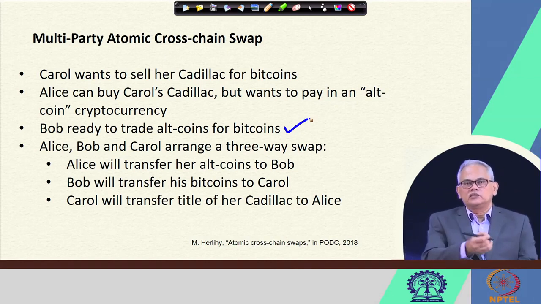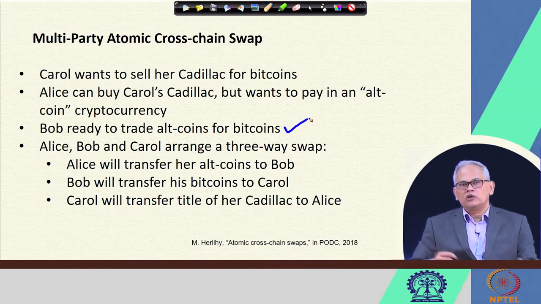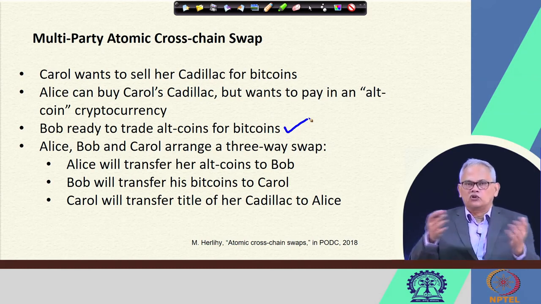And Bob, why is he paying Carol in Bitcoins? Because he is getting the equivalent number of altcoins from Alice. And so, when finally Carol gets the required number of Bitcoins from Bob, then Carol is willing to transfer the title of her Cadillac, the documents for her car, to Alice.